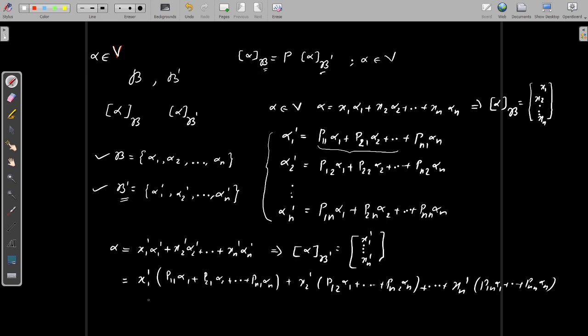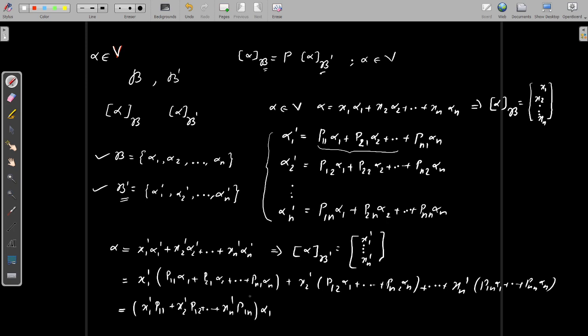Now we will write this as a linear combination of alpha 1, alpha 2, etc. alpha n. We collect all the terms of alpha 1 first, that is x1 prime p11 from this one, and from this you can write x2 prime p12 plus etc. xn prime p1n.